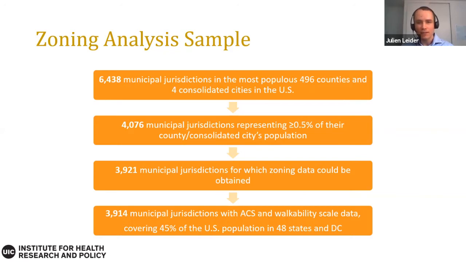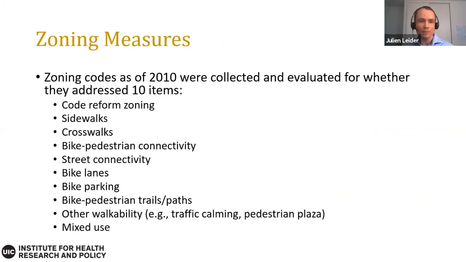The final sample included 3,914 municipal jurisdictions covering 45% of the US population in 48 states and DC. For the sample, we collected zoning codes as of 2010 and coded whether they addressed 10 items, including code reform zoning overall, so the types of reforms that I mentioned earlier, as well as 9 specific provisions, which are listed here and include things like sidewalks, bike lanes, and mixed use.